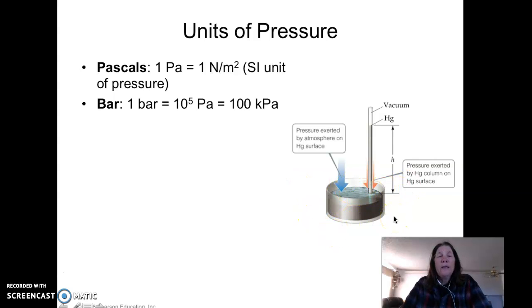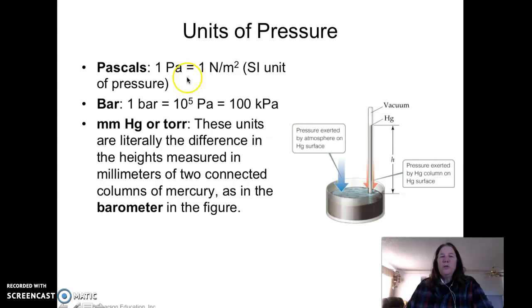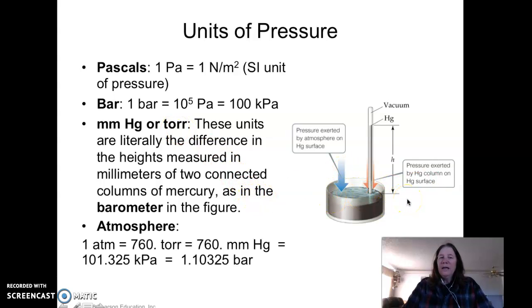Anyway, when you look at units of pressure, there's 1 Pascal. There's also a bar, which is 100 kilopascals. A millimeter of mercury or torr, those two equal each other. So if I was at sea level, it would be 760 millimeters of mercury or 760 torr. And again, this is how it's read with the mercury.